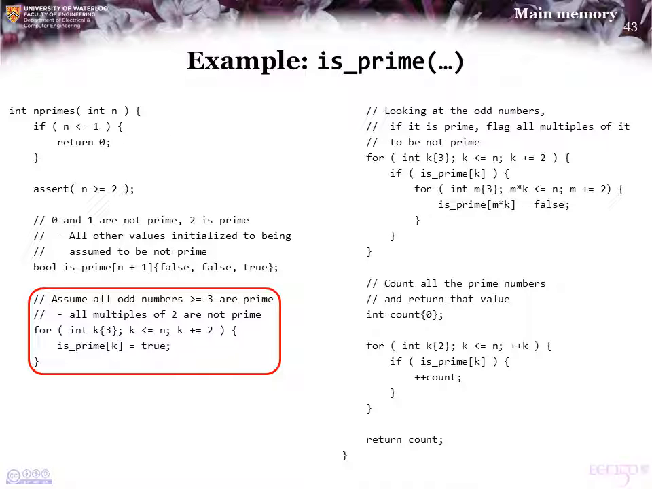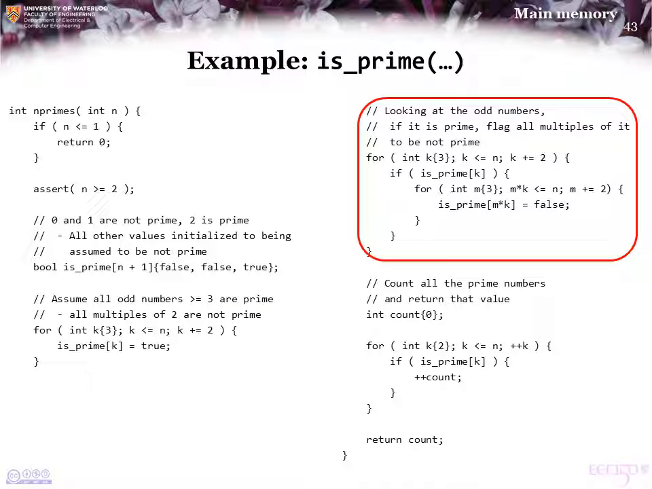What we will do then is to delete those that are not prime. How will we do this? Well, this loop looks at all odd numbers greater than or equal to 3, starting with 3. And then, if it appears to be prime, I will then flag all odd multiples of that number as being not prime. Because if 3 is prime, then 3 times 3 is not prime, 3 times 5 is not prime, 3 times 7 is not prime, 3 times 9 is not prime, and so on and so forth.